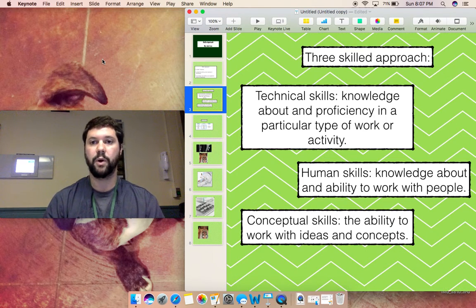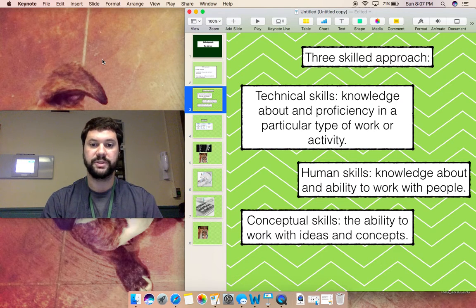So the three skill approach was developed by Robert Katz in the 50s. He put out an article that laid this out, and these were his three basic concepts. You got your technical skills, human skills, and conceptual skills. Technical skills is knowledge and proficiency in a particular type of work or activity. This is a hands-on approach and how knowledgeable you are about your product or service you provide. Human skills, knowledge about the ability to work with people.